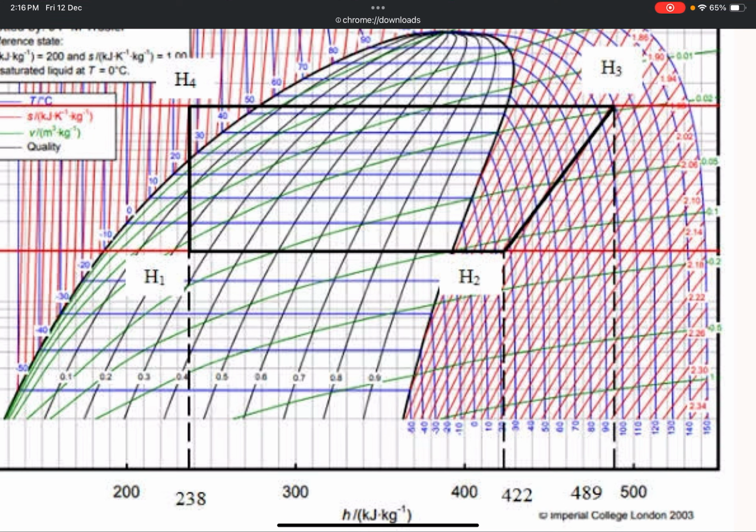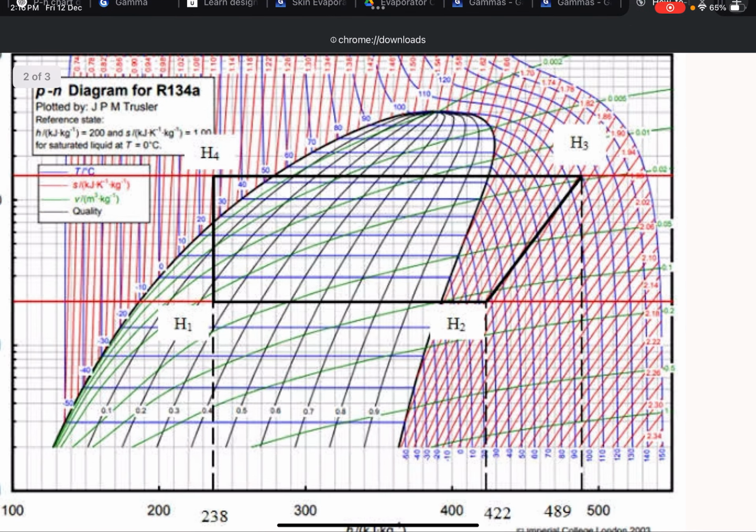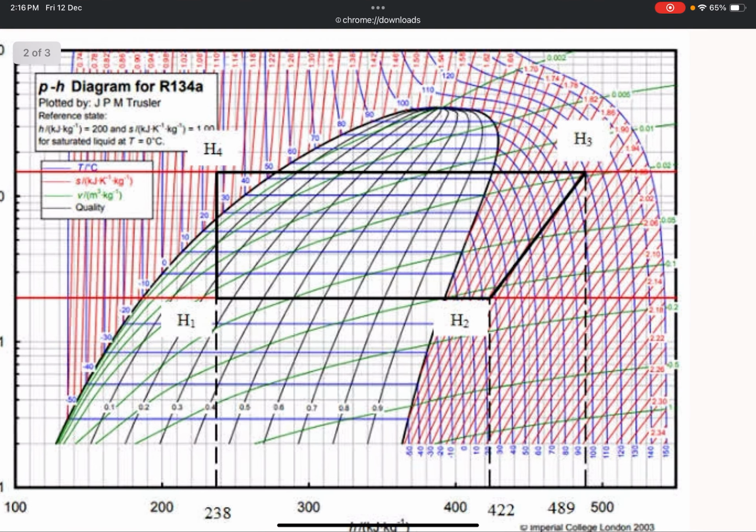So this is how we can make use of the pressure enthalpy chart. You can read the pressure enthalpy chart for the calculations. Now what calculations do we do? For example, if you want to calculate the capacity of the evaporator coil, then we need to take the enthalpy difference across the evaporator. In my case, H2 minus H1.